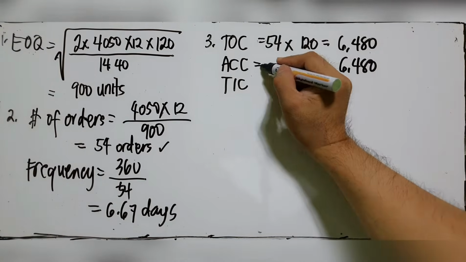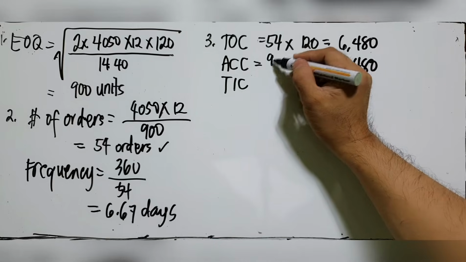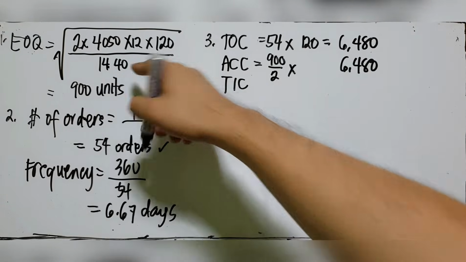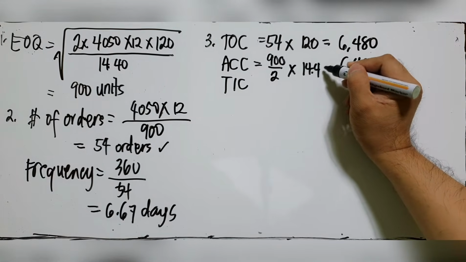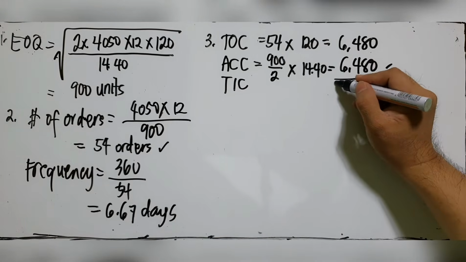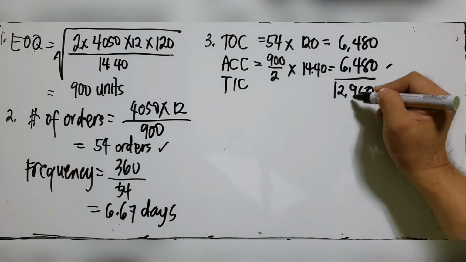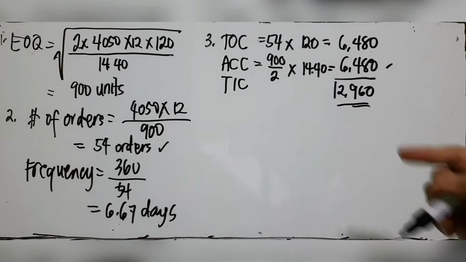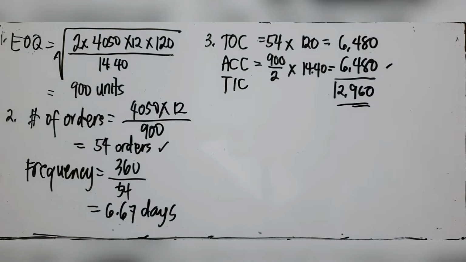But since EOQ yung pinag-uusapan natin, it should also be 6,480 yung annual carrying cost. But just to prove, the average inventory is 900 divided by 2. Multiply natin ang carrying cost na 14.4. So the answer is 6,480 as well. So to answer number 3, the answer is 12,960. Total inventory cost rather. Okay?